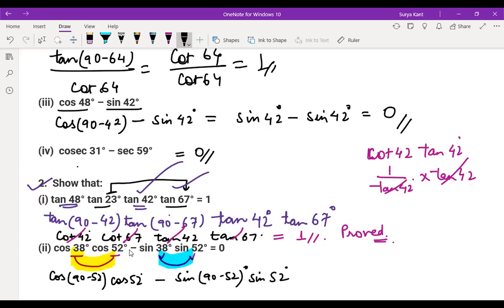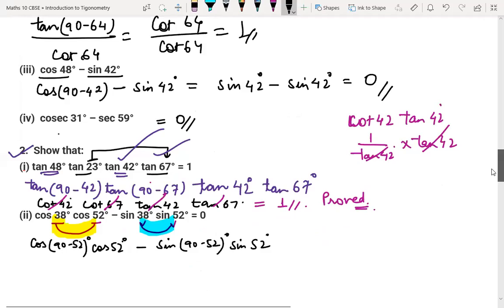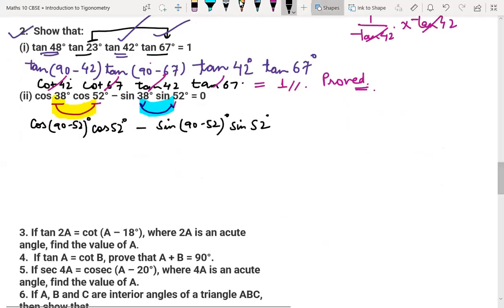Anyone having doubt, children, till here? Any one of you having doubt till here, children?